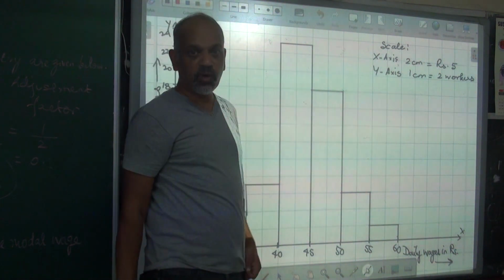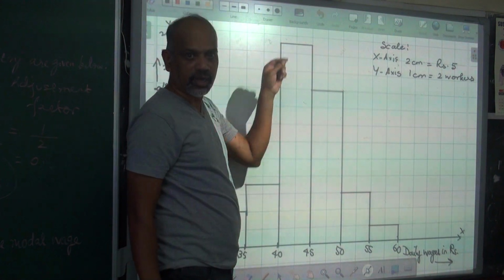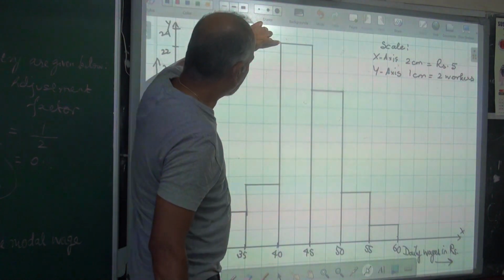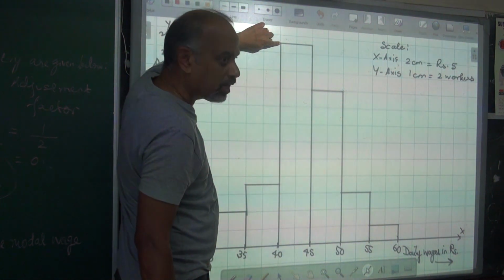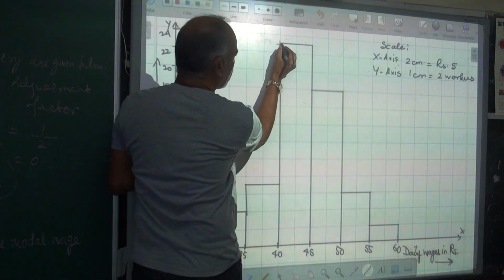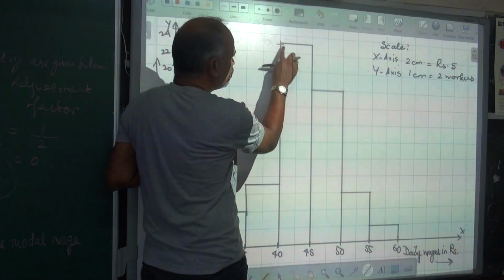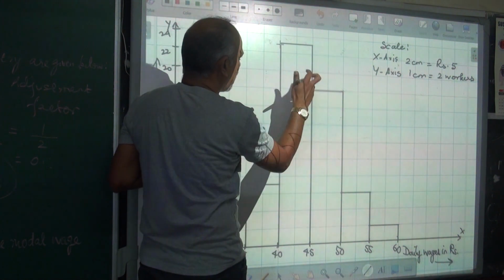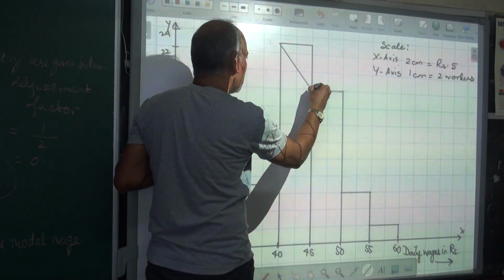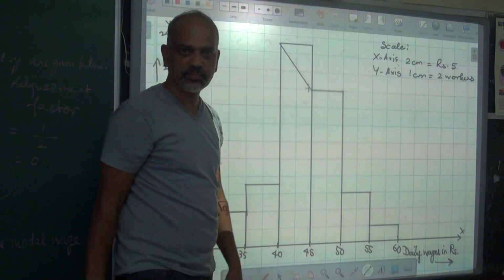So, to find the mode, you choose the highest bar, that's the highest bar, and you're going to draw a few lines here. Okay. That is, you have to join the lower limit of the highest bar with the lower limit of the next bar. Okay. This is the lower limit of the highest bar. This is the lower limit of the next bar. Join these 2 points by a straight line. I join that one by a straight line.